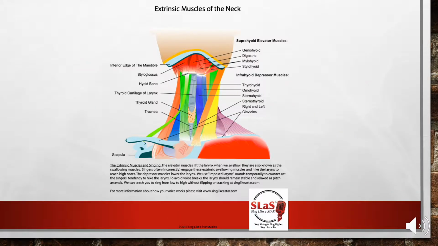Here are the extrinsic muscles of the neck. On the upper right, you see the suprahyoid elevator muscles. Those are the ones that elevate the larynx when we swallow. And below that, we see the infrahyoid depressor muscles. Those are the ones that give us the dumb, dopey, hooty quality by lowering the larynx.